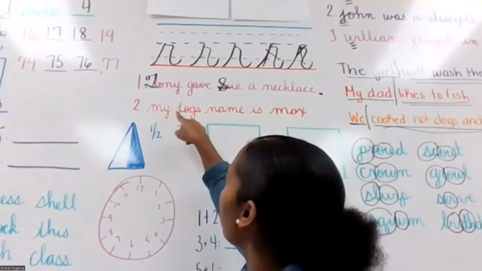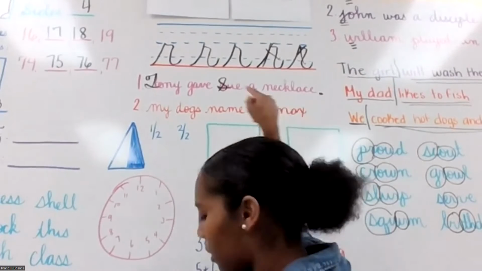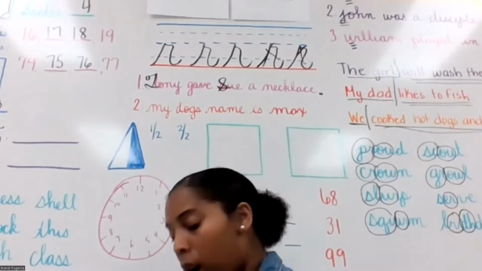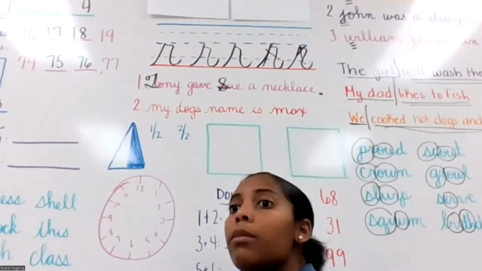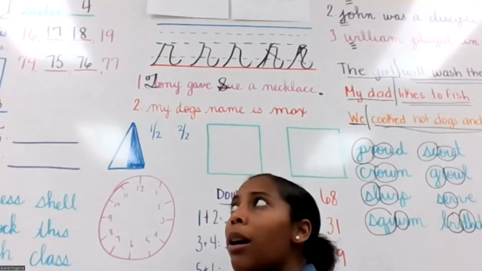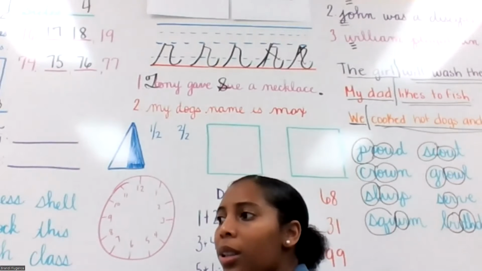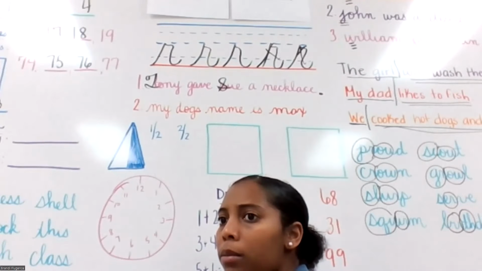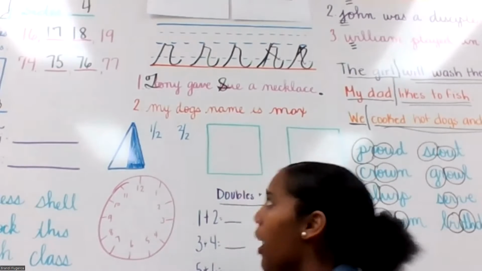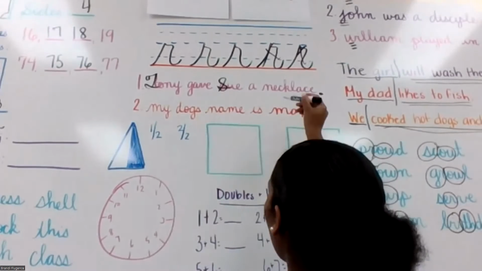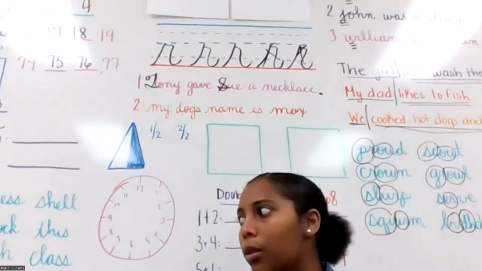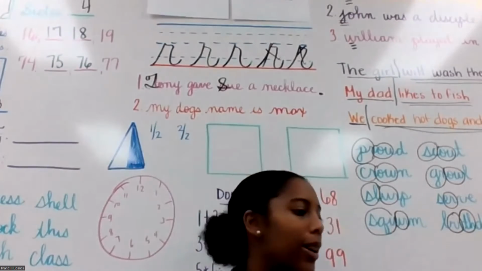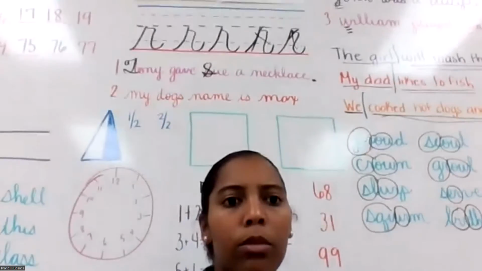Number two, my dog's name is Max. Again, my dog's name is Max. What's the proper noun in this sentence? What's the name in the sentence? Max. That's the name of his dog, Max. So go ahead and write this sentence correctly. Make sure when you see Max, you know what to do to Max. Okay, go ahead and write number two.